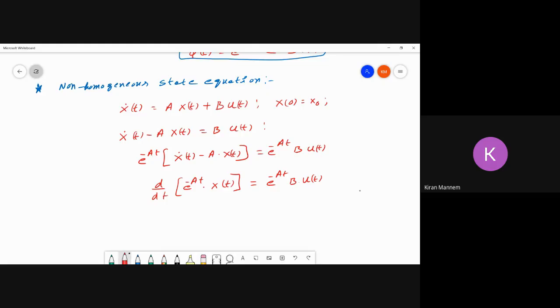So now take integration on both sides, that is 0 to t, integral of d by dt of e power minus at into x of t, which is equal to integral 0 to t of e power minus A tau. I can put it as tau also, B into u of tau d tau. Right.